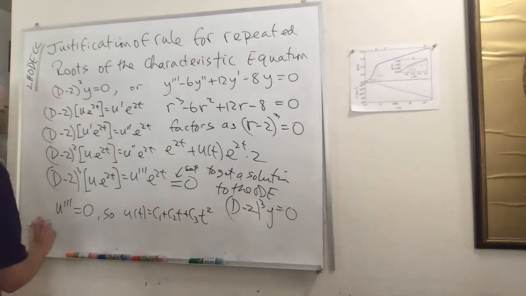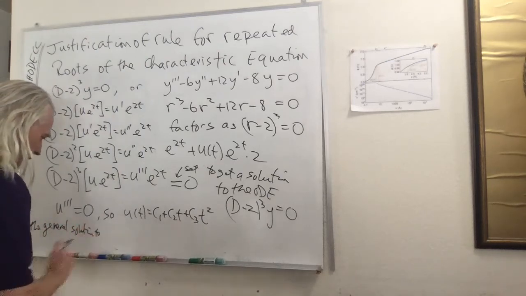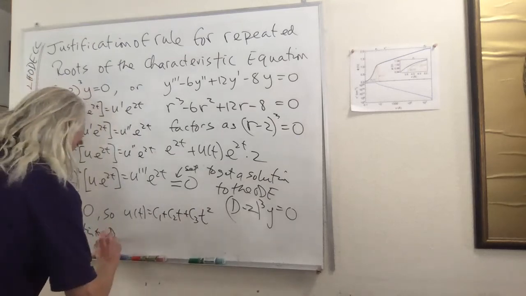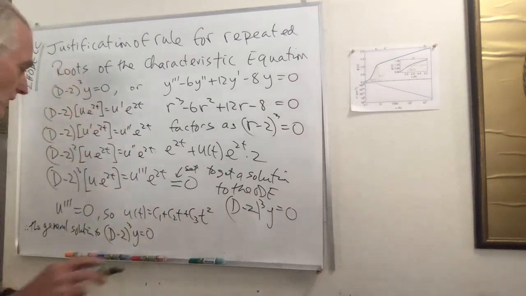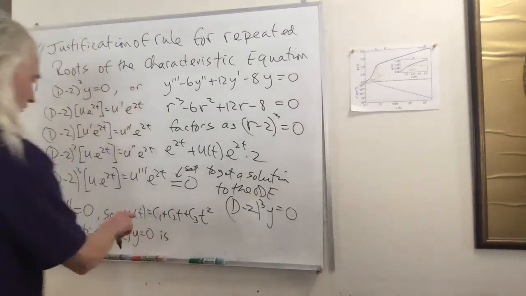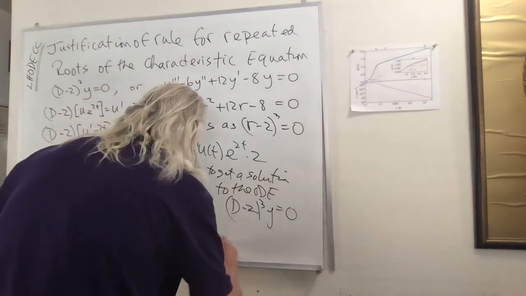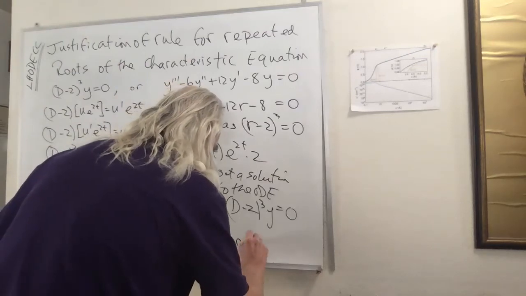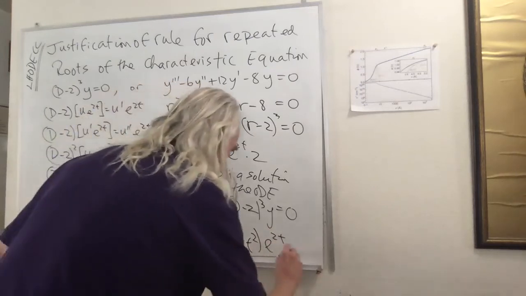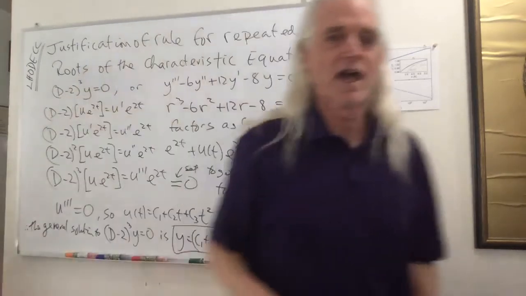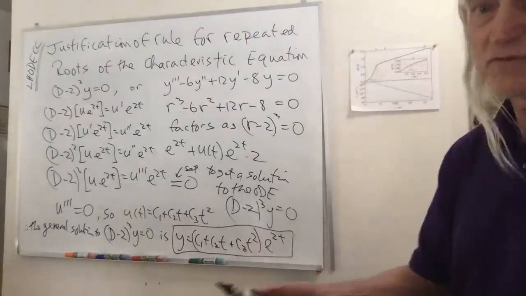So therefore, the general solution to (D minus 2) cubed y equals 0 is that u times e to the 2t, y is (c1 plus c2 t plus c3 t squared) all times e to the 2t. All right. So hopefully seeing that will help you memorize the rule. I don't know. You can just memorize the rule. This is just sort of a bonus.